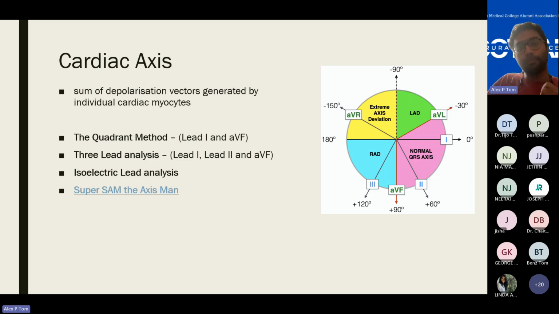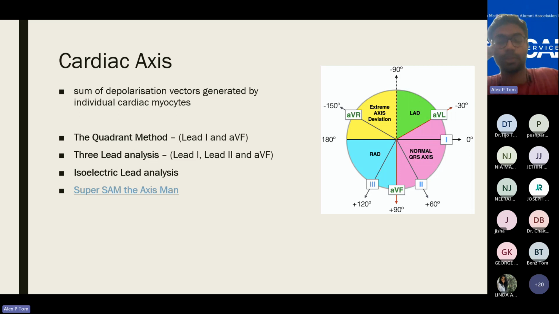So cardiac axis is basically the sum of depolarization vectors generated by individual cardiac myocytes. So it's all an electrical event, isn't it? So where is this electricity in net going? In what direction is it traveling? The direction will be basically decided by the net electrical events in each muscle fiber. So if there is an infarct, or if the muscle size is big on one side, something like that would essentially influence the cardiac axis.